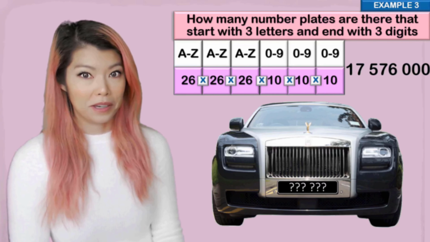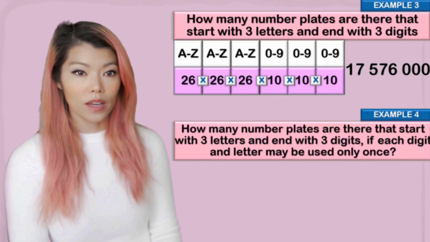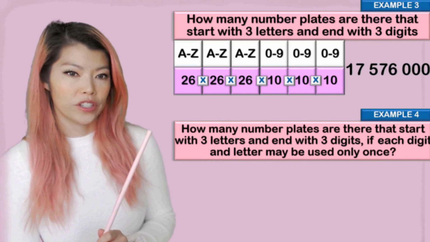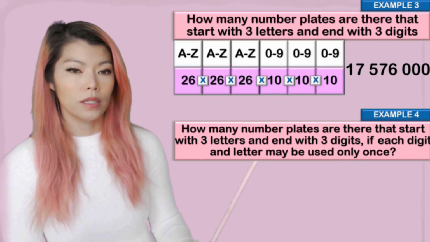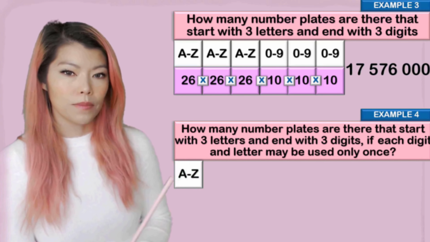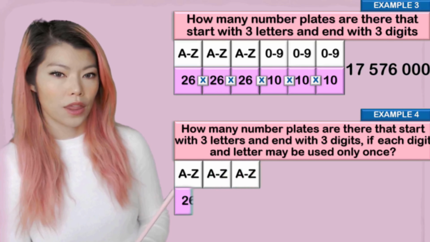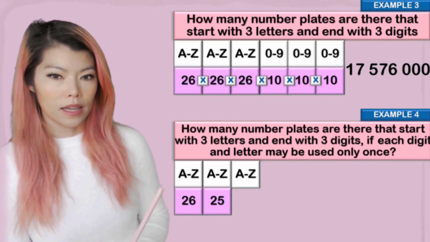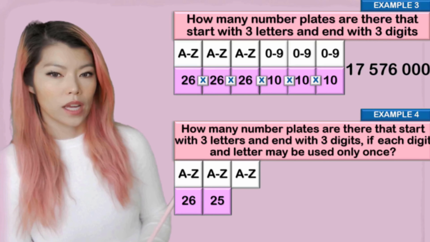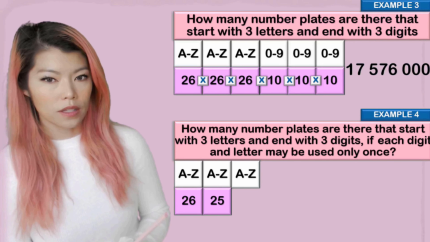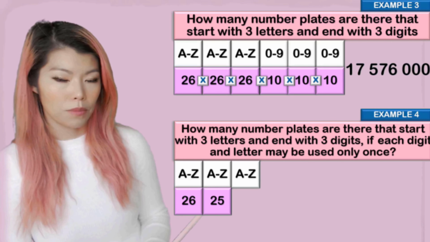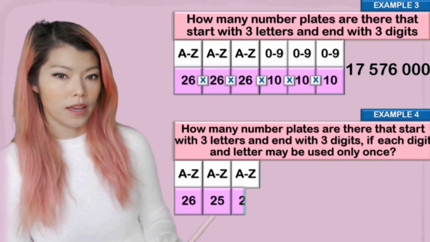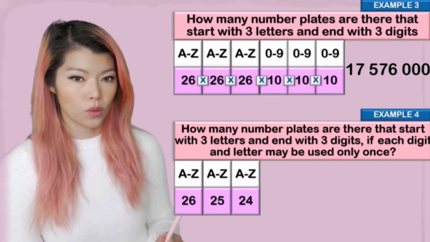17,576,000 possible number plates. What about if we had the same question, but this time each digit and letter may only be used once? So the same setup, we have 3 letters and 3 digits, but now the letters, every time we use one, we cannot use it again. So in the first box, we could have 26 different letters, but in the second box, we only have 25. And in the third box, we can only have 24.